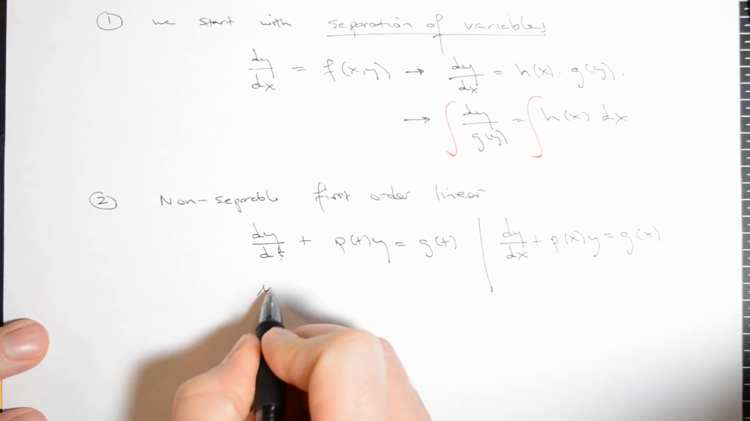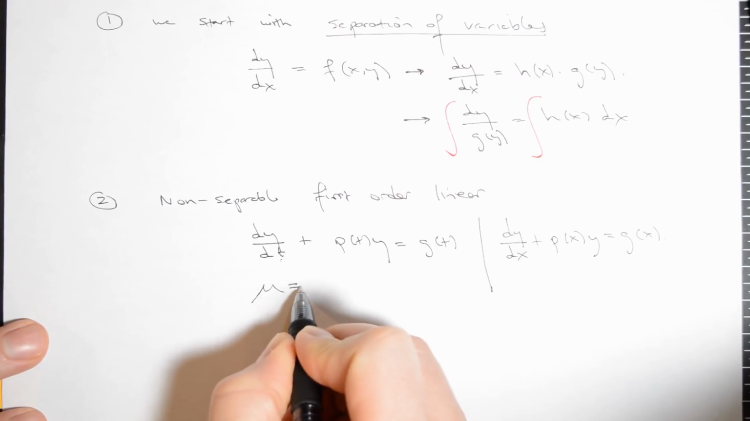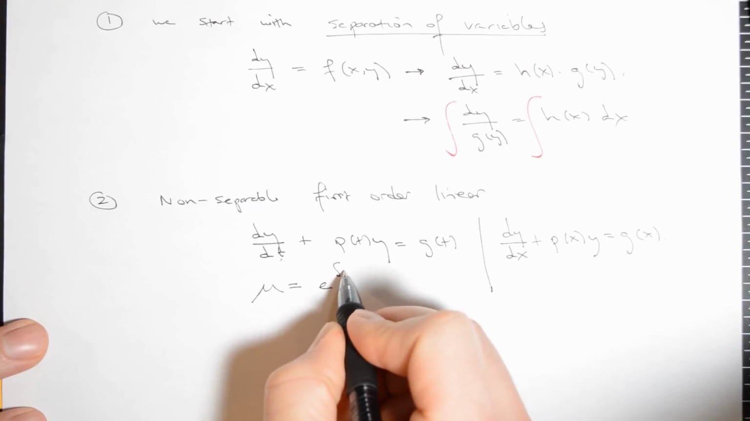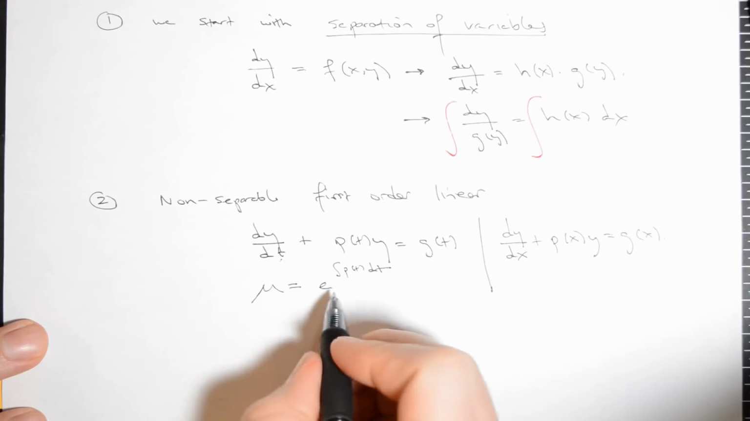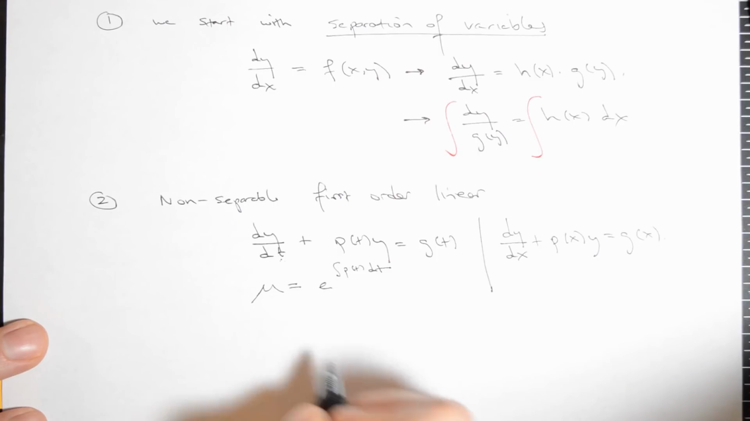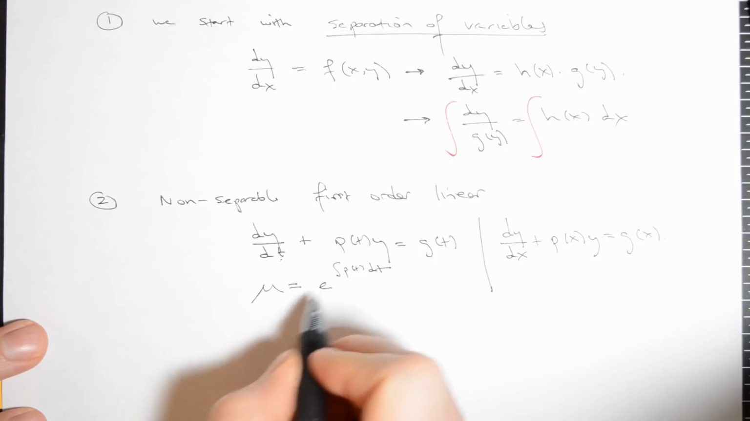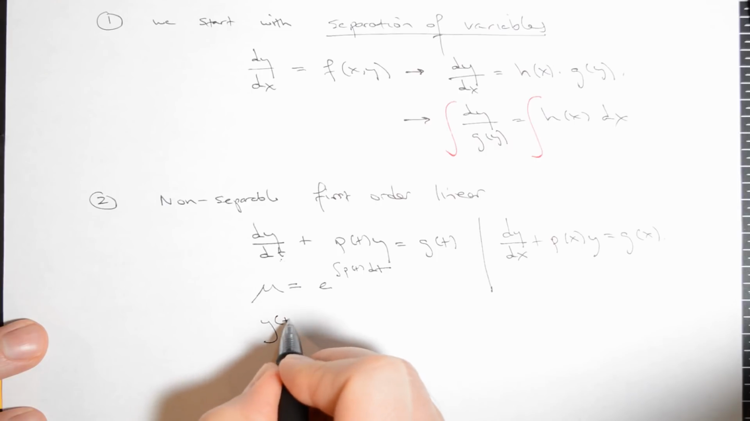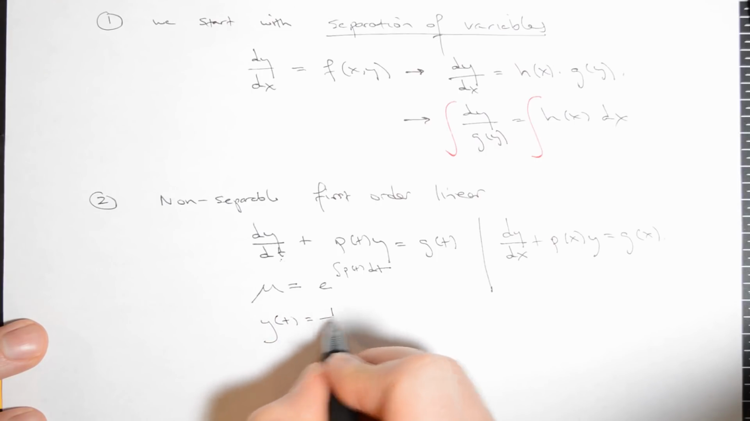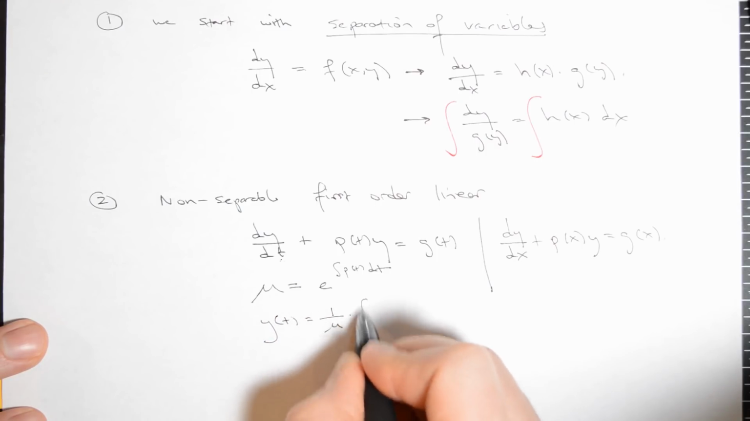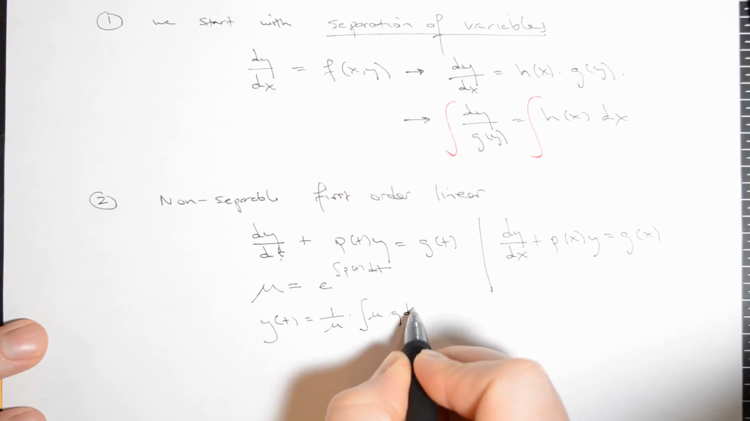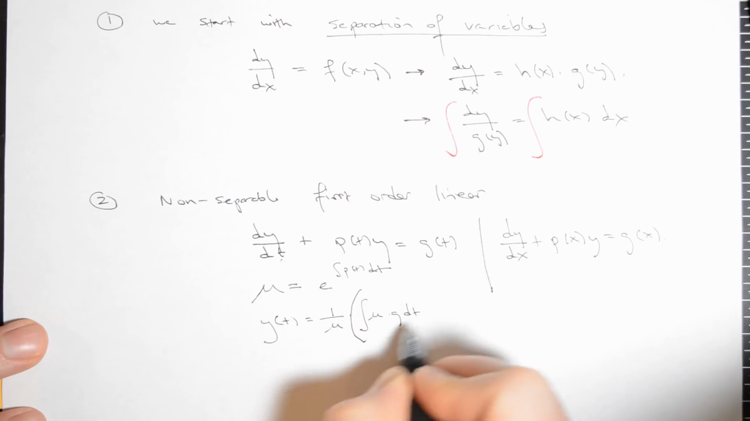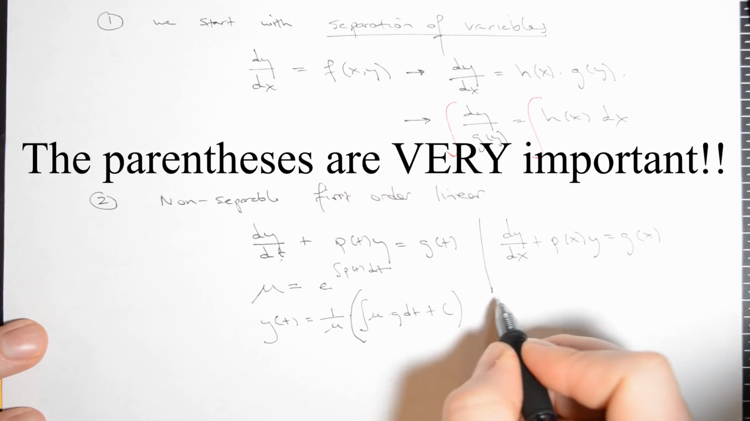Well, we'll set up an integrating factor, mu equals e to the integral of p(t) dt. And then we need to integrate this problem. This is called the integrating factor, and our solution here will be y(t) equals 1 over mu times the integral of mu times g dt, and then all in parentheses plus c.